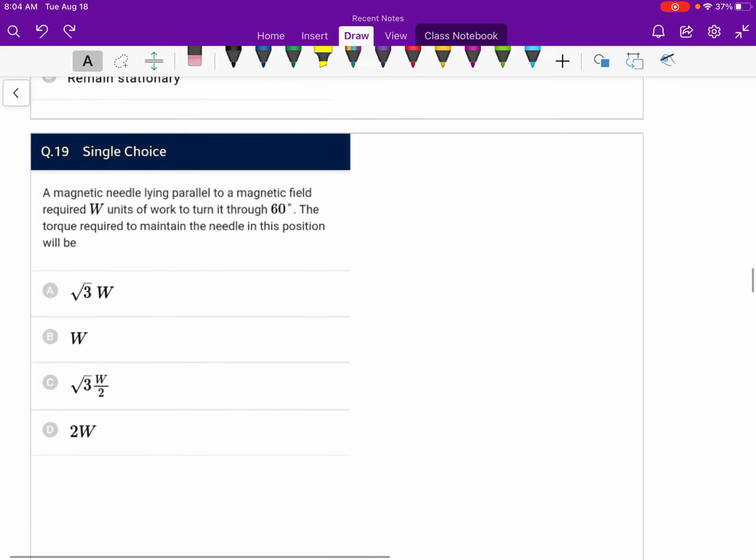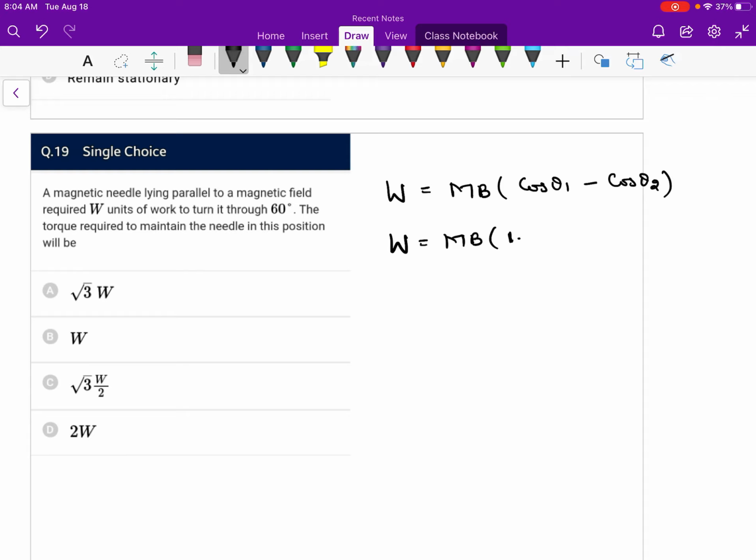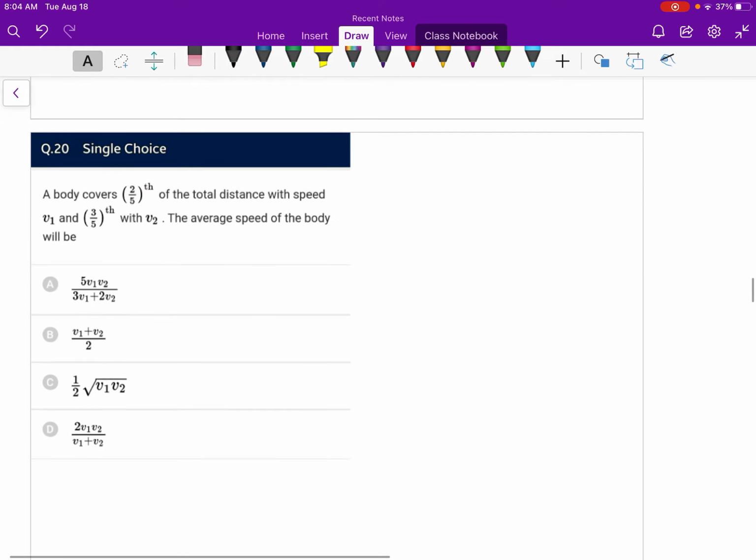A magnetic needle lying parallel to a magnetic field requires W work to turn it through 60 degrees. So we know work done is MB (cos theta 1 minus cos theta 2). So W equals MB (cos 0 minus cos 60), that is MB by 2. Now torque is MB sin 60, which is root 3 by 2 MB. Now MB by 2 is W, so this is root 3 W, so A is the correct option.